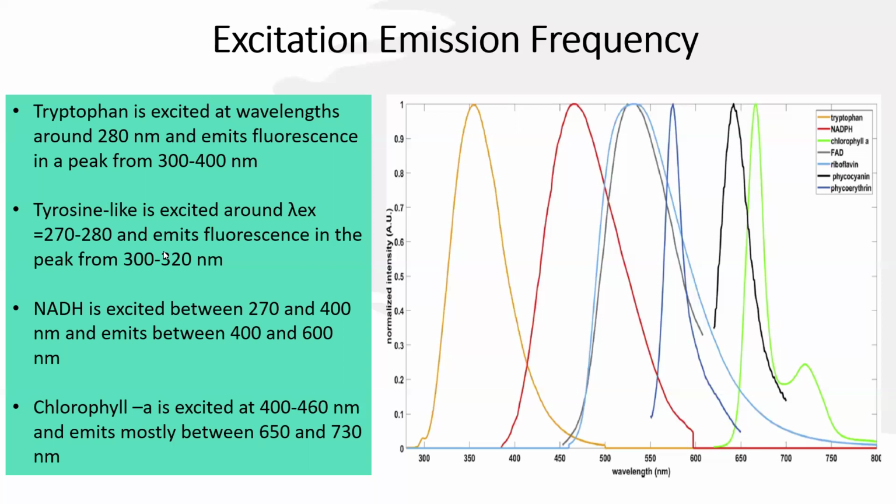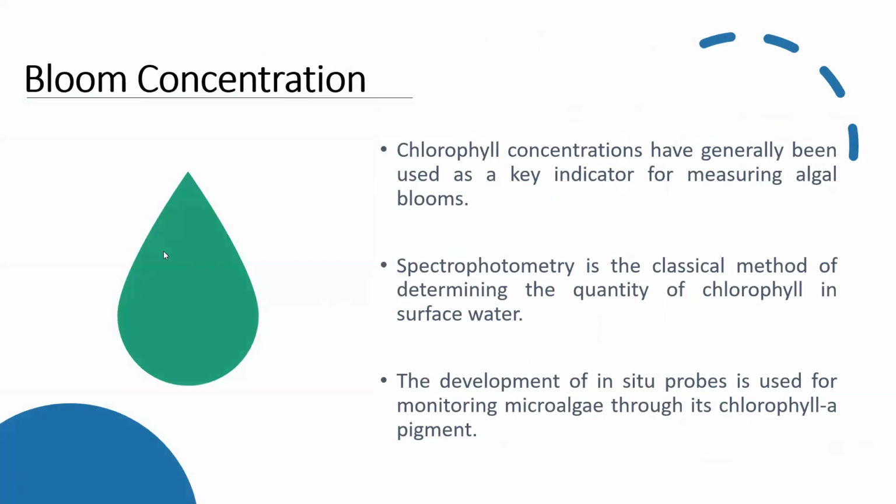Fluorescence analysis has been applied to various applications in monitoring blooms, such as for bloom concentration, in which chlorophyll concentration is representative of the state of the water quality and has generally been used as a key indicator for measuring algal blooms. Spectrophotometry is a classical method used for determining the quantity of chlorophyll in surface water. Now, the ability of chlorophyll to fluoresce is the basis for all commercial fluorometers and the development of in situ probes used for monitoring microalgae from its chlorophyll a pigment.